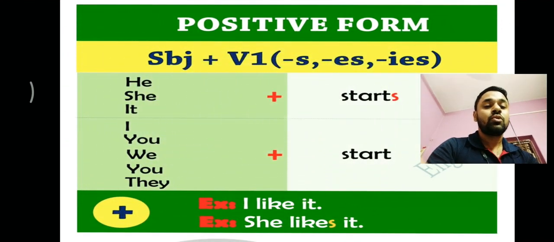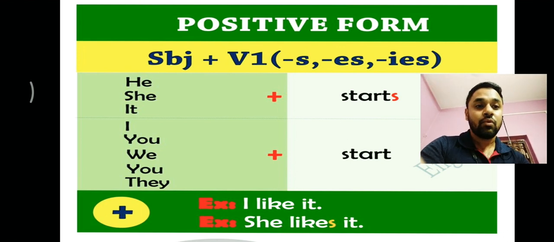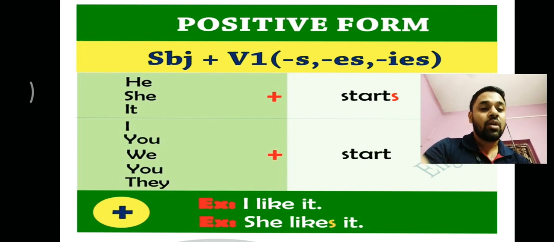Now what is the rule? The simple present tense rule is first subject plus v1 plus s or es or ies, and then object. First subject, then verb 1. With the verb 1 we have to add s, es or ies. If I give you an example, then you can understand properly.